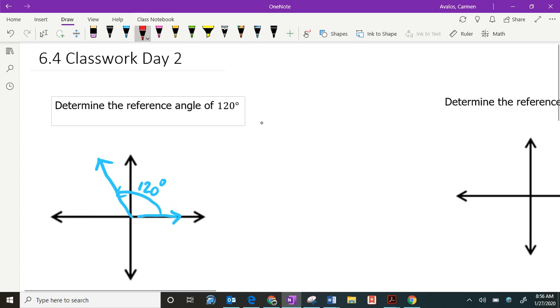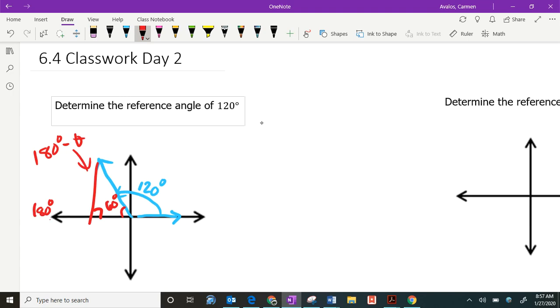So then we drop that down, form a right angle there, and the angle made here is going to be, we know this is going to be 180, so we do 180 minus 120, and that gives us 60 degrees. So anything in the second quadrant is going to be 180 minus whatever that questionable angle is. That's what we're going to do.